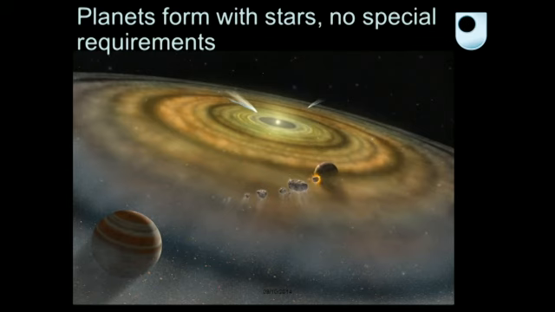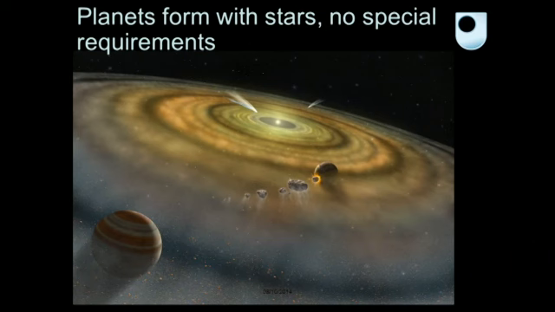And so we now know that planets form with stars. There's no special requirement at all. More than 20 years ago, it was still possible that our own solar system was unique. Something special had happened to the sun in its early history that created the material that then formed planets. But we now know that planets do generally form with stars. There's no special requirements. So we would expect the other stars, like the sun, to have planets also orbiting around them.